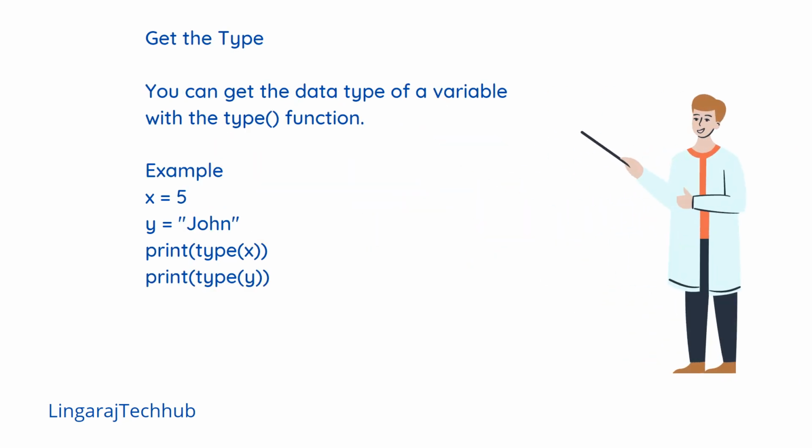Then get the type. How do we know the variable type, whether it is integer, float, complex, double, whatever? There is a function called type, which helps us return the type. For example, x equal to 5, y equal to John. Then print type x and print type y. Type x returns integer, type y returns string.